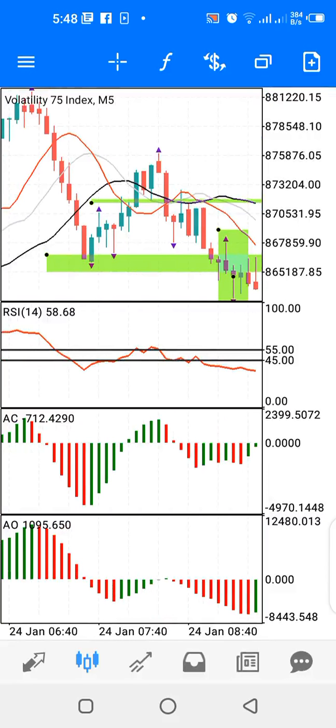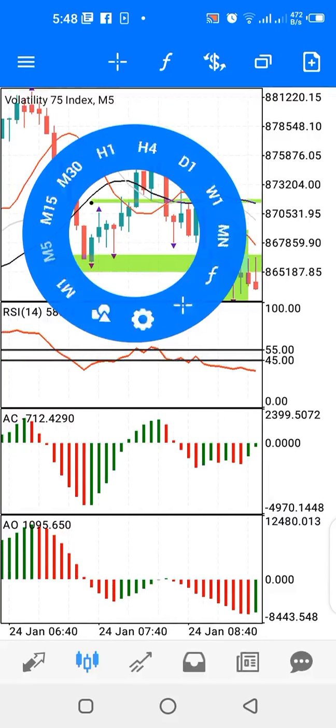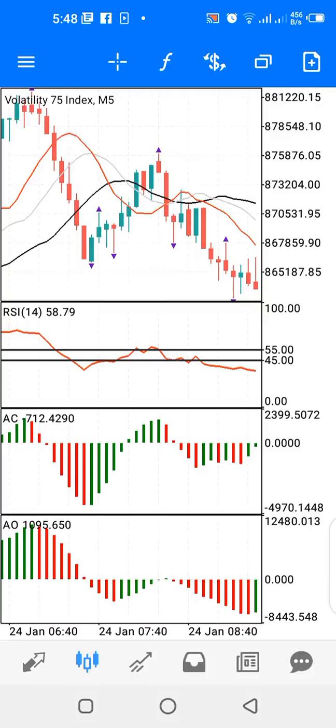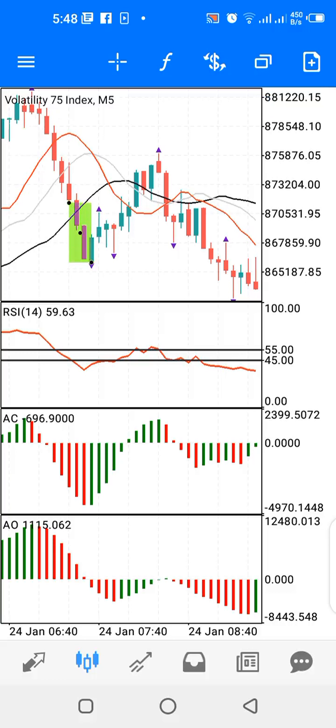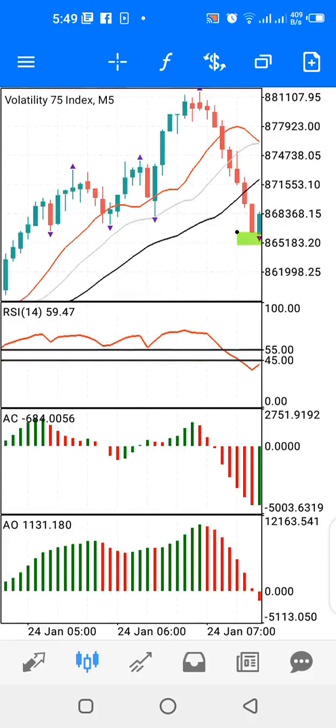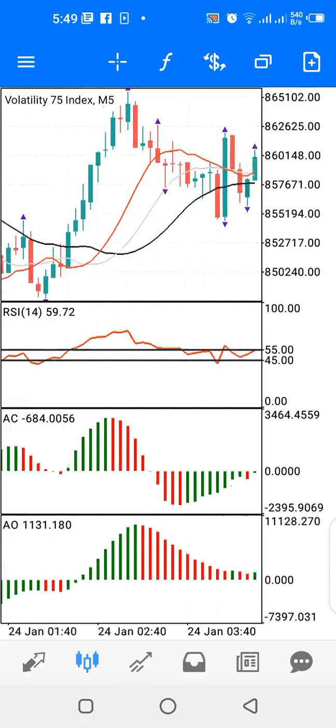Okay, in as much as price closed below, like we have here, and starts to retrace, it's not enough reason for you to sell. Rather, wait for it to come back to that support that is formed. Let it break the support before you start to sell. So that's how it is done on the main chart.